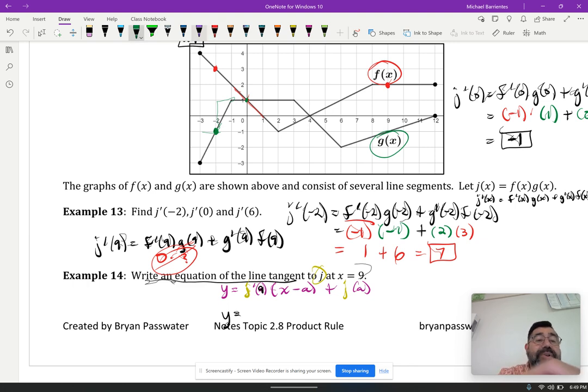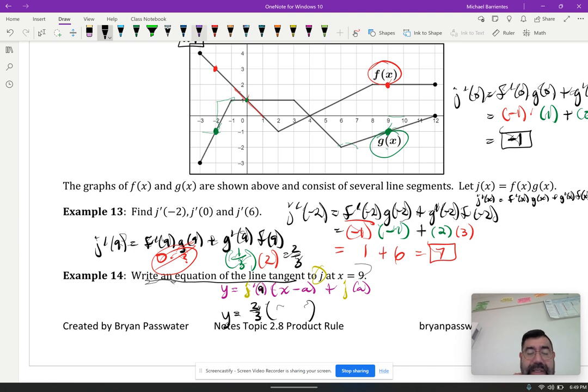So let me find g prime at 9. G prime at 9 would be the slope at this green point when x equals 9. That looks like it's up 1 over 3, down 1, backwards 3. Yeah, so I think this is 1/3 times f of 9. F of 9 would be the y value at x equals 9 for the f graph, and that looks like it's 2. And so when I multiply these two things together, I'm going to get 2/3. So the derivative of j at x equals 9 is 2/3. That's the slope of my tangent line.